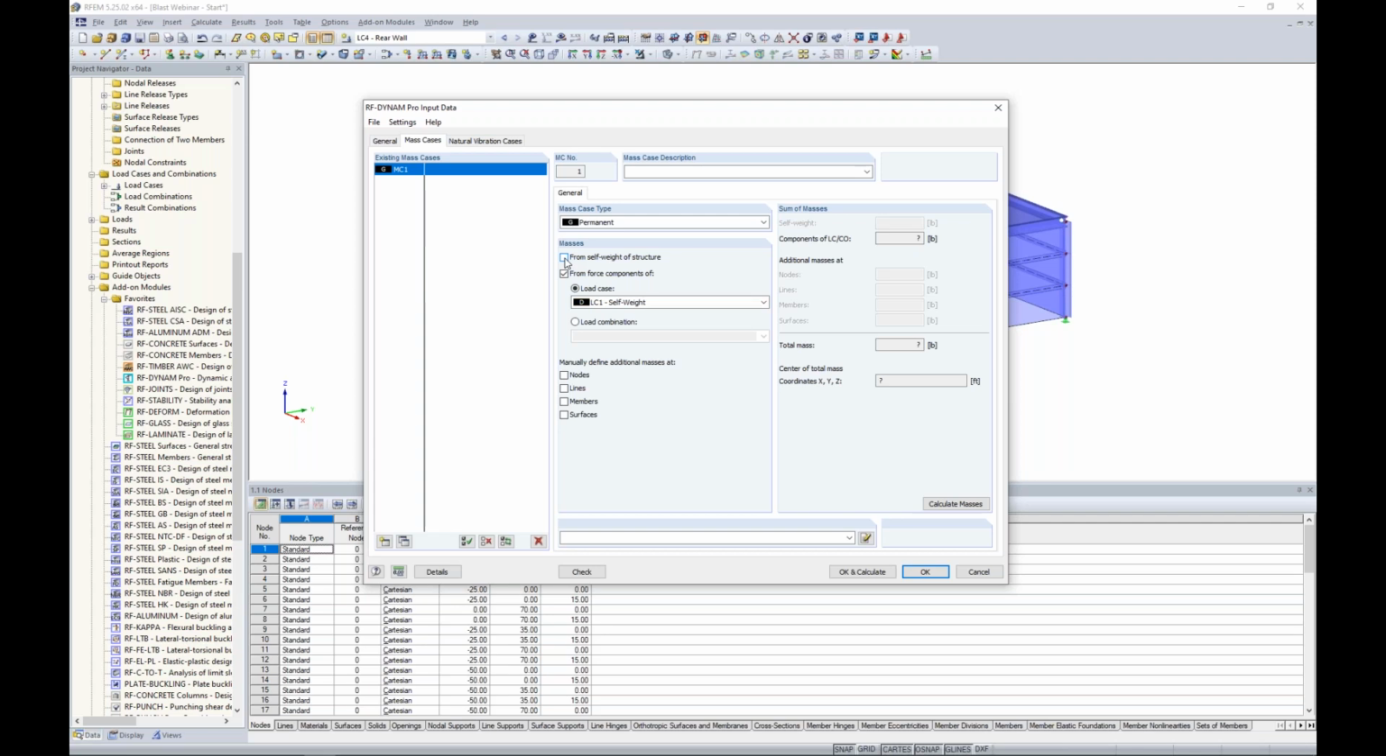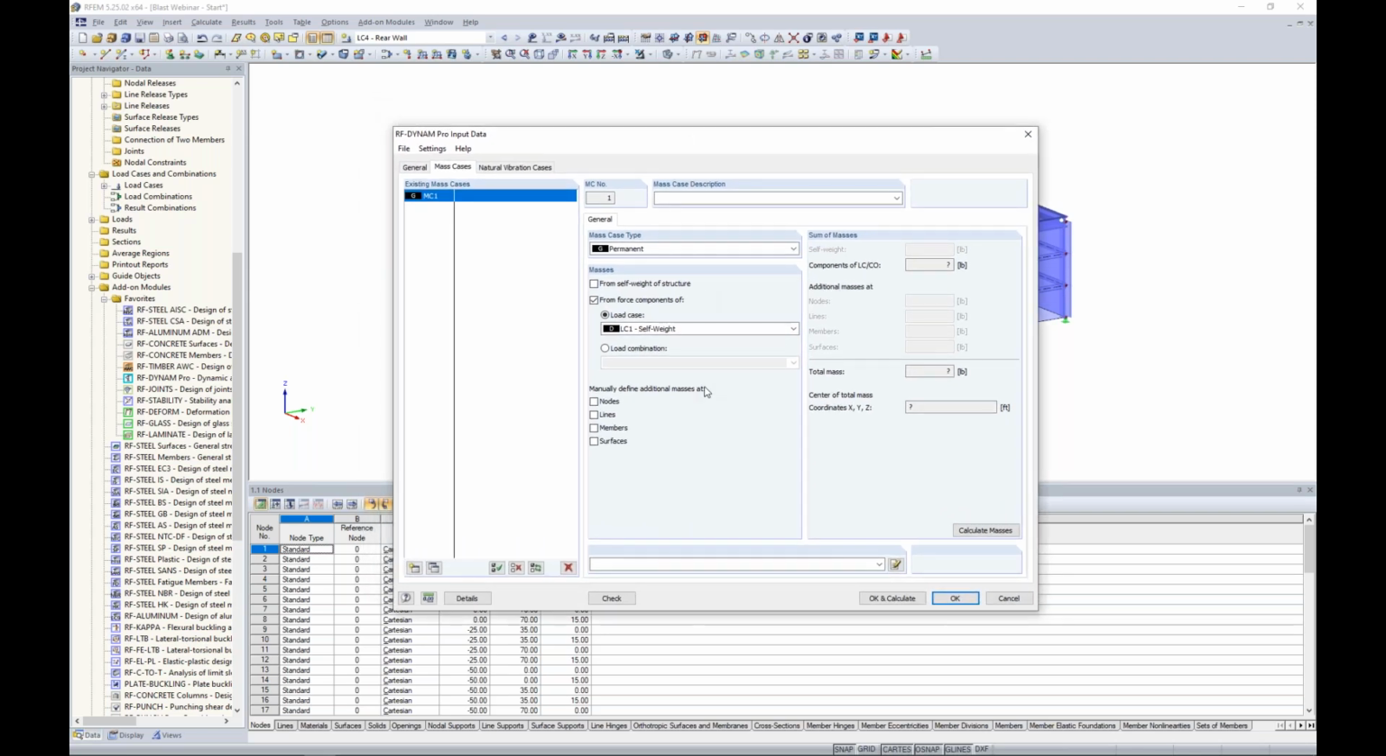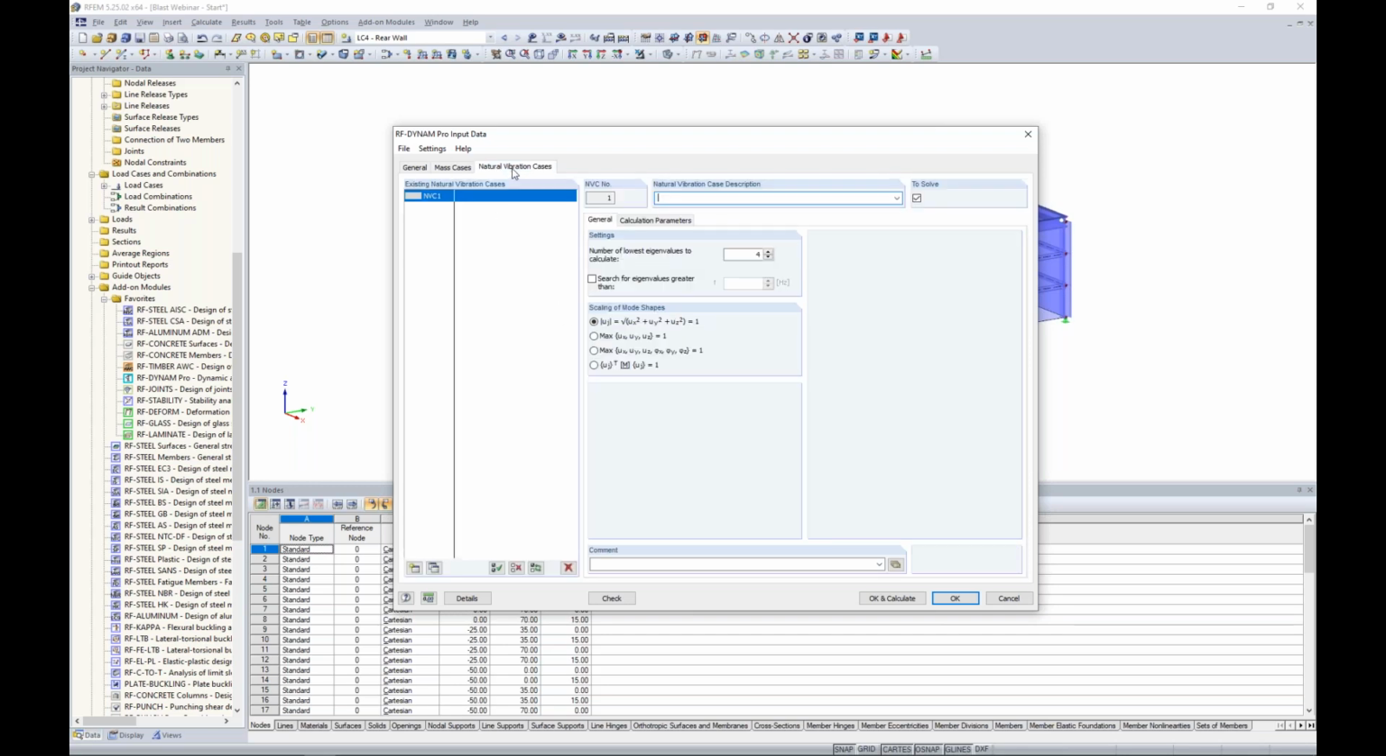Now I'm going to uncheck here from self-weight of structure. If I leave this checked, we're accounting for self-weight twice, which would be incorrect. Now we also have the ability to define additional masses at nodes, lines, member surfaces. We can deactivate masses, so a lot of possibilities here. But for now, we'll just stick with this single mass case and move on to our natural vibration cases.